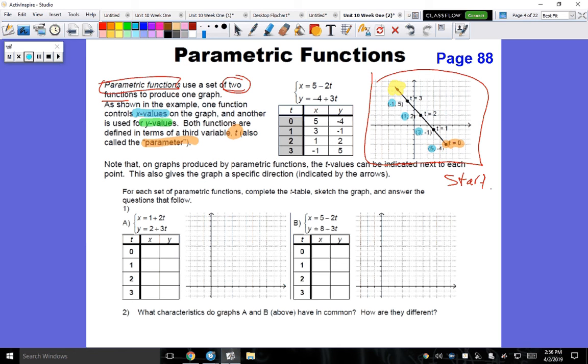Each second it's changing by how much? 2. Look at this. Not a coincidence. And if I looked at the y values are changing each second. They're changing by what? By 3. They're going up by 3. So you can go ahead and put in your point and jump up by 3 each jump, or you can jump up by 2 or down by 2 each jump.